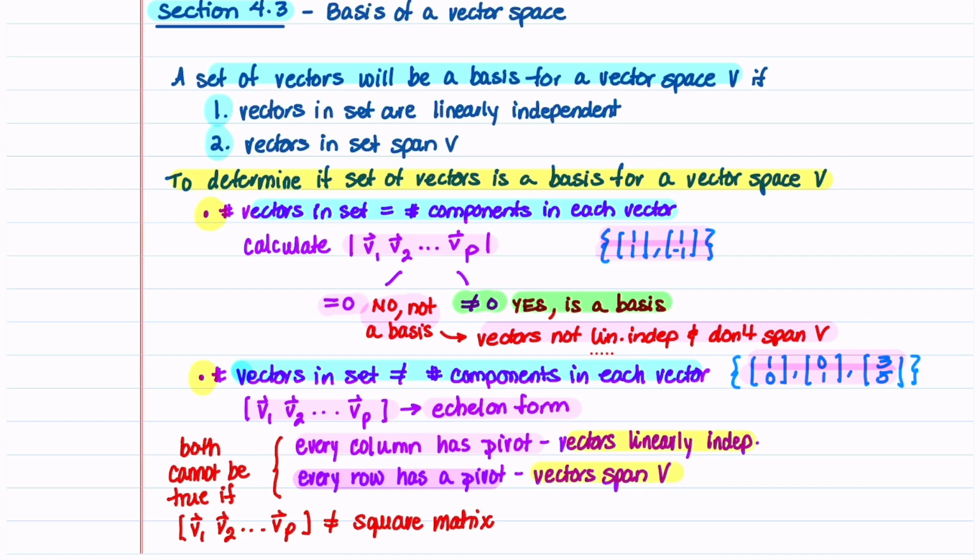Keep in mind that both of these cannot be true at the same time, because if every row has a pivot and every column has a pivot, our matrix is square and not rectangular like we're looking at right here. This calculation will help you to determine why a set of vectors is not a basis, because you can tell maybe the set is not linearly independent, or maybe the set doesn't span V. So this was just a brief review, just to highlight these concepts.